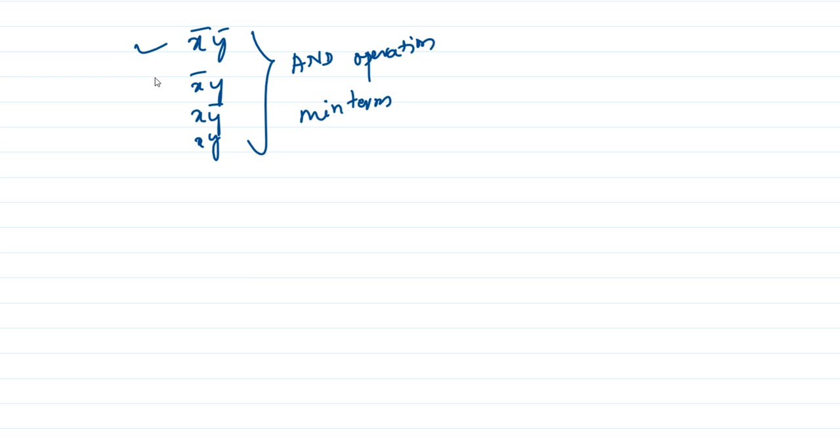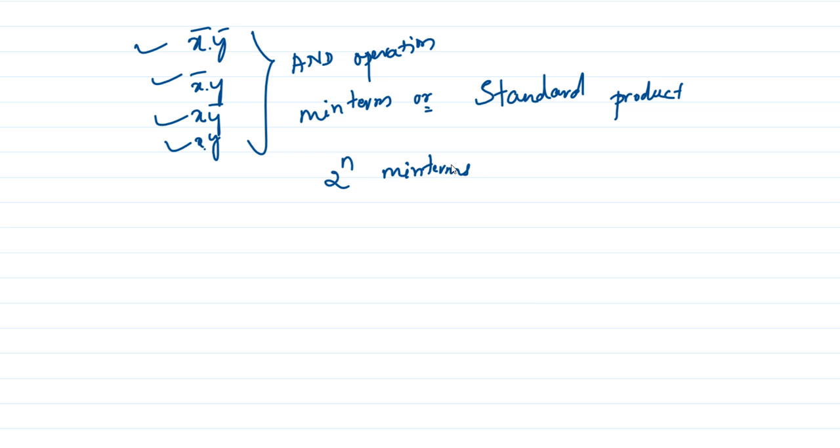This is also a min term, this is also a min term, this is also a min term, and this is also a min term. Or you can call this min term a standard product, correct? Product in the sense of multiplication, right? Here the multiplication operation is performed, so you can also call this a standard product. In a similar manner, if you have n variables, then 2 to the power n min terms we can get. This is the concept of min term.